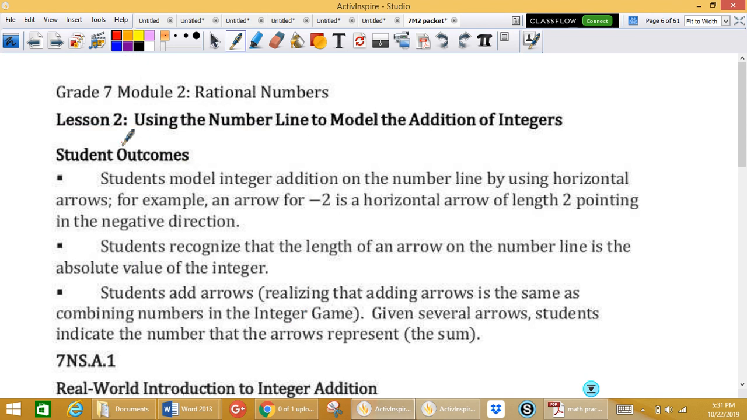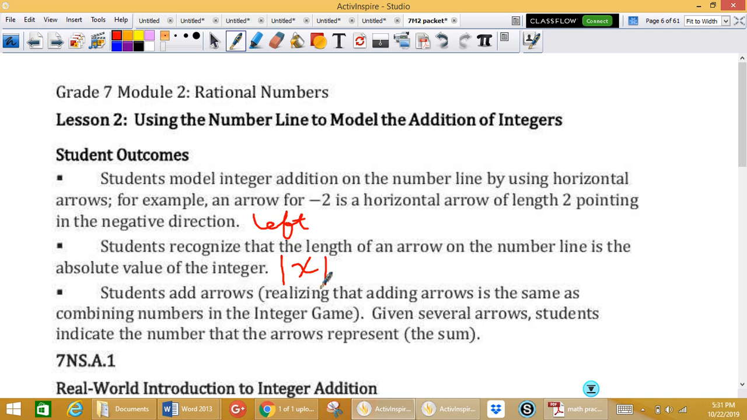Lesson 2. Using the number line to model the addition of integers. Students model integer addition on the number line by using horizontal arrows. For example, an arrow of -2 is a horizontal arrow of a length of 2 pointing in the negative direction, which is left. Students recognize that the length of the arrow on a number line is the absolute value of the integer. Remember, absolute value has the straight up and down bars.